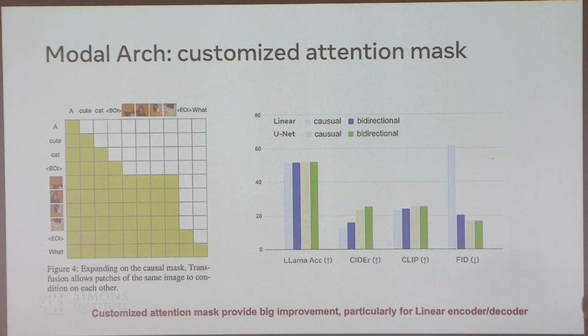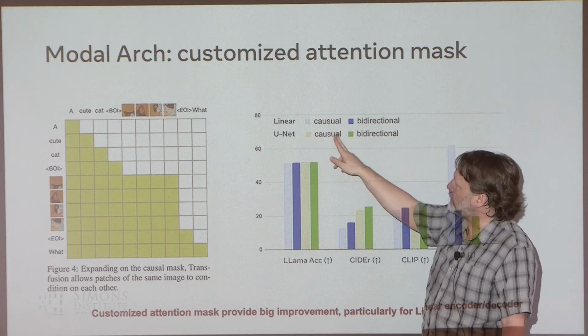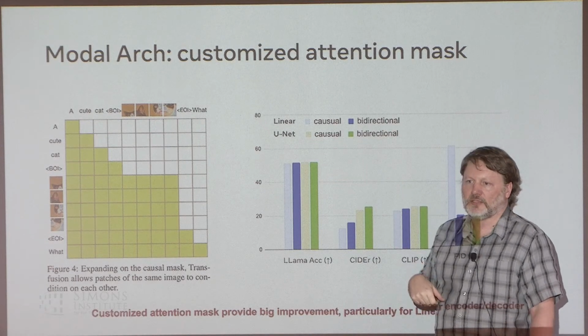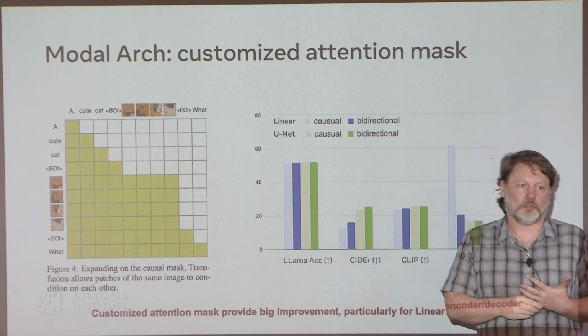So here's some different versions of it. I won't go through all the different tasks and numbers. But for image understanding in particular, having a causal mask, which a lot of people have done in the past when trying to build these unified models just because it's simpler, actually can really hurt you in practice.